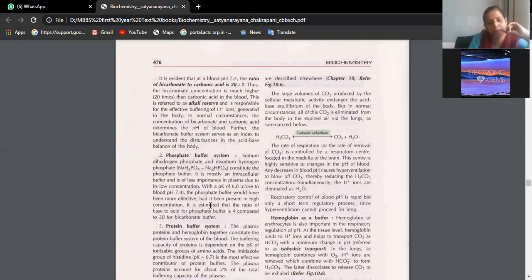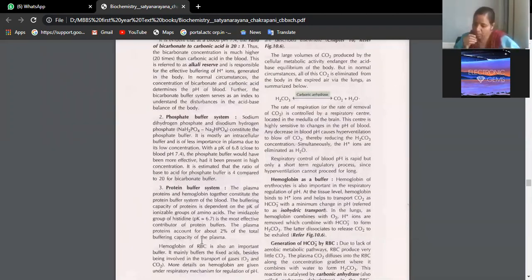If it was present outside, that is in the plasma or in the free blood, then this should have been much more efficient than the bicarbonate buffer. But this phosphate buffer system is found only inside the cells. Remember this fact. Okay, so the phosphate buffer is made up of sodium dihydrogen phosphate and disodium hydrogen phosphate. You can see it is present inside the cells. It's not so important in plasma. If it had been present in the plasma, it would have worked much more efficiently. Then we have the protein buffer system.